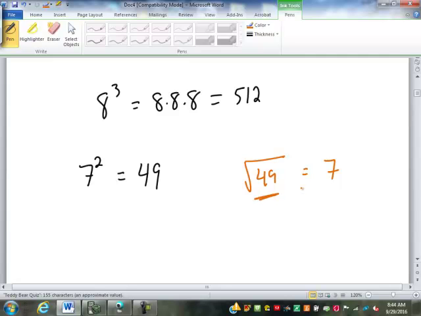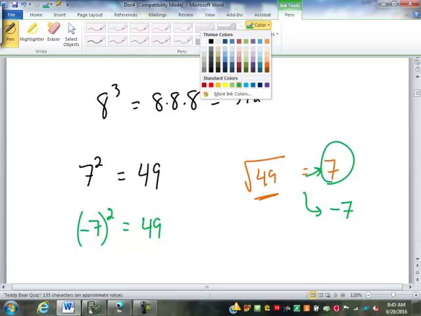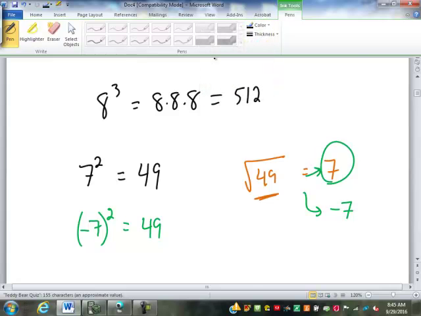Now you have to be careful, because negative 7 squared is 49. So technically the square root of 49 is 7, or negative 7. We're just, in the real world, we're usually confined to positive numbers. Most numbers aren't negative, unless it's my checking account. But for the most part, we're dealing with positive numbers.